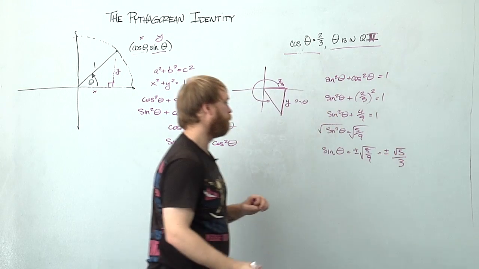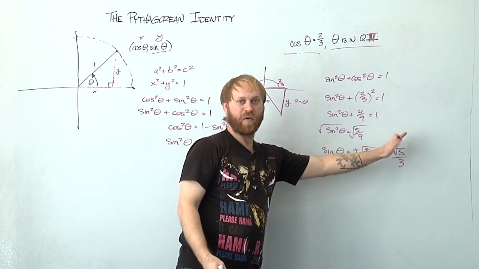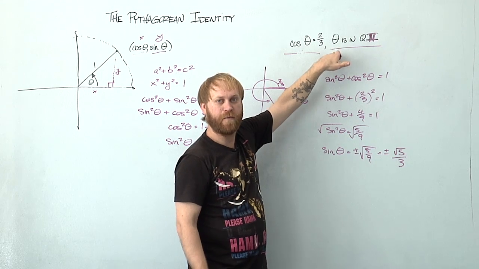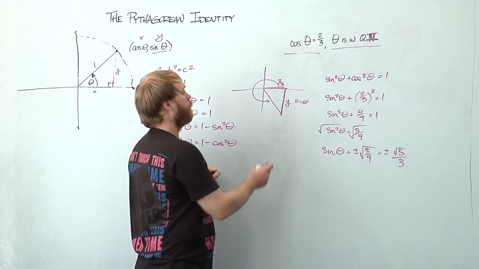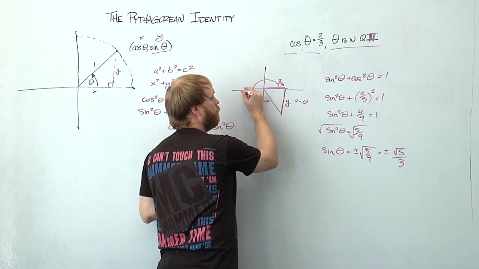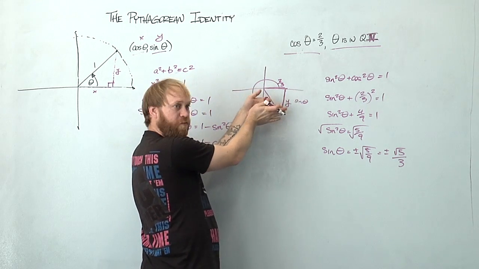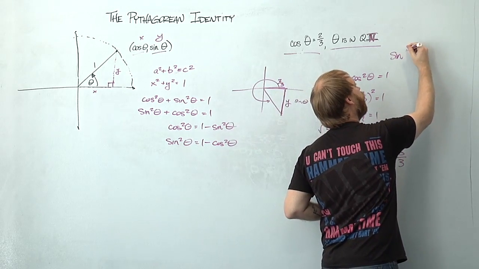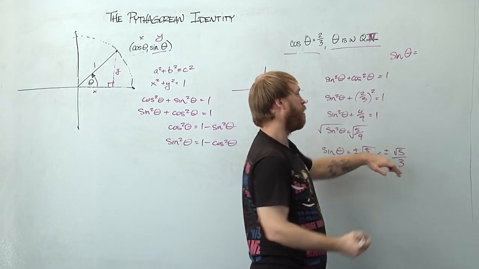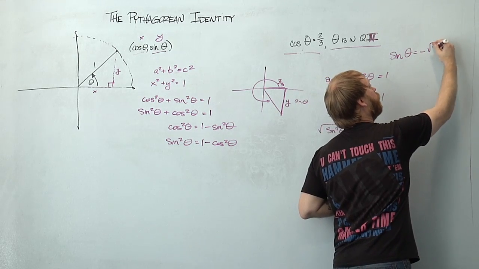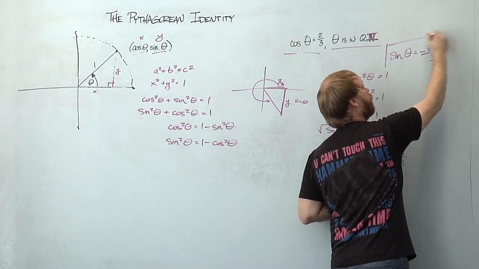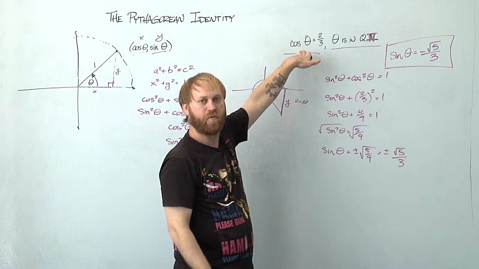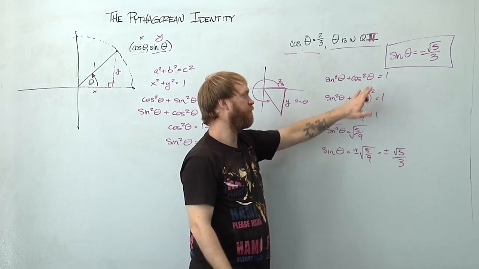Square root of 5 over 3. Now, which is it? Is it positive square root of 5 over 3 or negative square root of 5 over 3? Well, I'm given that the terminal side of this angle is in quadrant 4. And in quadrant 4, because sine is the same as y, and y is negative below the axis, then I know that sine of theta is going to be the negative case here. So sine of theta is negative square root of 5 over 3. There are a few different ways, given one trig ratio, to find other trig ratios, but this is definitely one that's very easy.